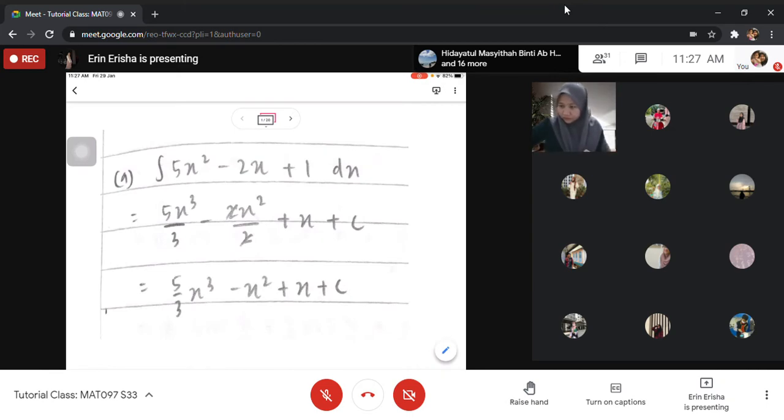So for number 1A, integrate 5x squared minus 2x plus 1. So 5x squared, add 1 to the power to get 3, bring 3 down to the bottom. Minus 2x squared, bring 2 down, plus 1x to the power of 0 plus 1 becomes x over 1 plus c. Then write back 5 over 3 x cubed minus, can cancel off 2, minus x squared plus x plus c.